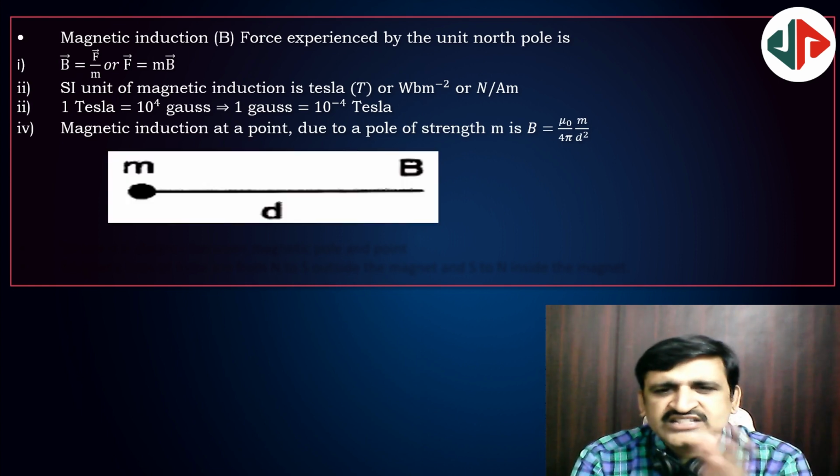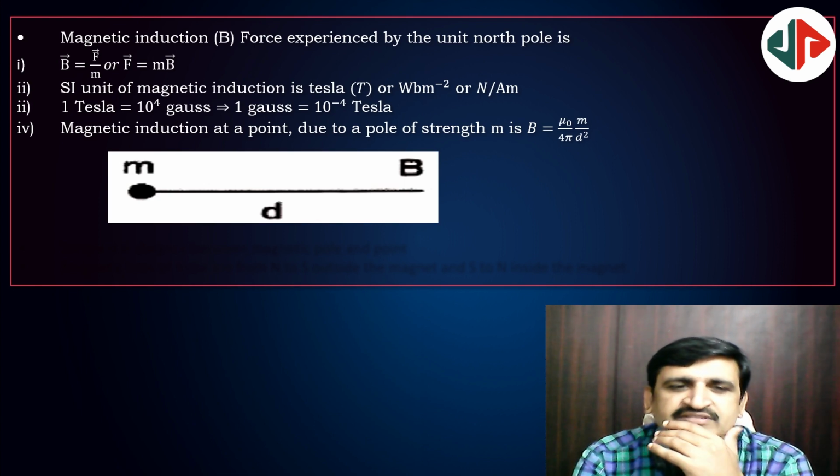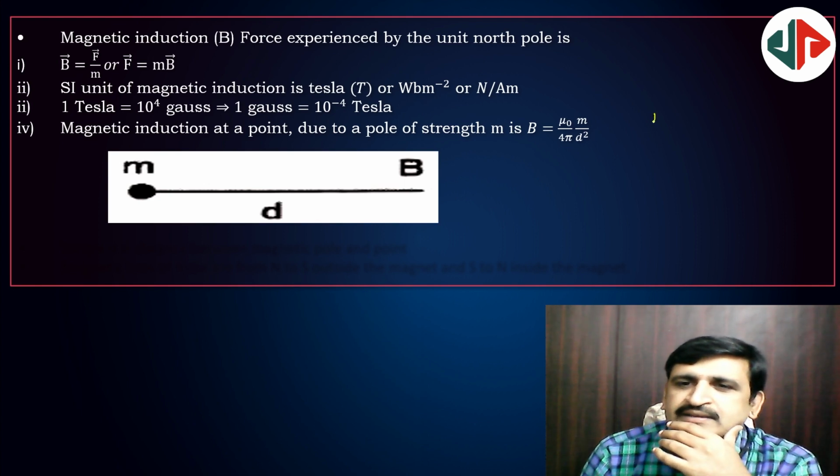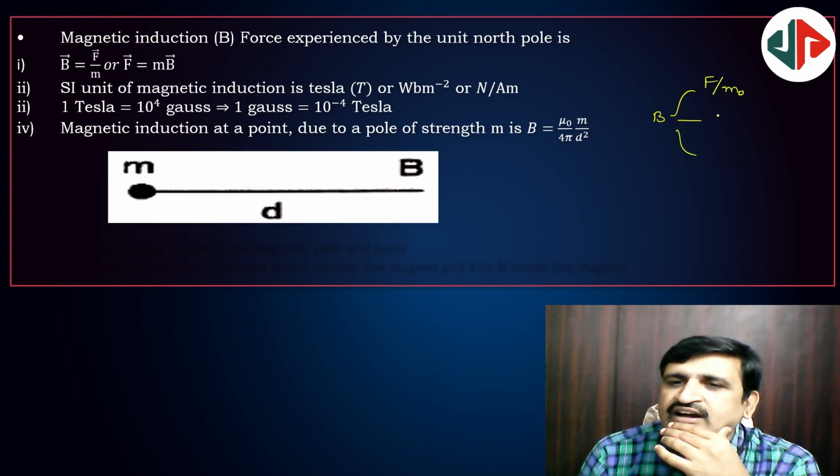M at a distance D, mu naught by 4 pi M by D square. So I can simply call it like this. B has 3 formulae actually. One is F by M naught, where M naught is the test pole, or mu naught by 4 pi M by D cube. Whose pole? That's one. D square only, because B only, no.